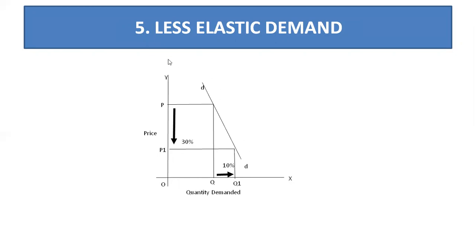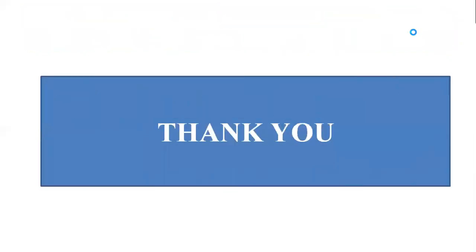Now where does this less elastic demand case apply? It applies in case of compulsory goods, that is necessaries of life like food, clothing, shelter, etc. So these were the 5 different kinds of price elasticity of demand: perfectly inelastic demand, perfectly elastic demand, unitary elastic demand, relatively elastic demand, and relatively inelastic demand. This less elastic demand is also termed as relatively inelastic demand. Thank you.